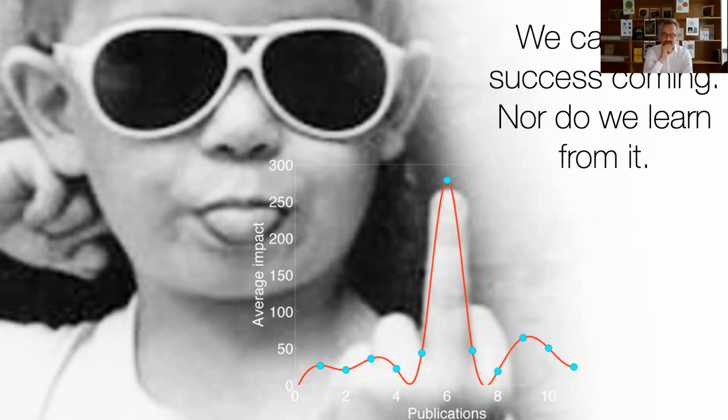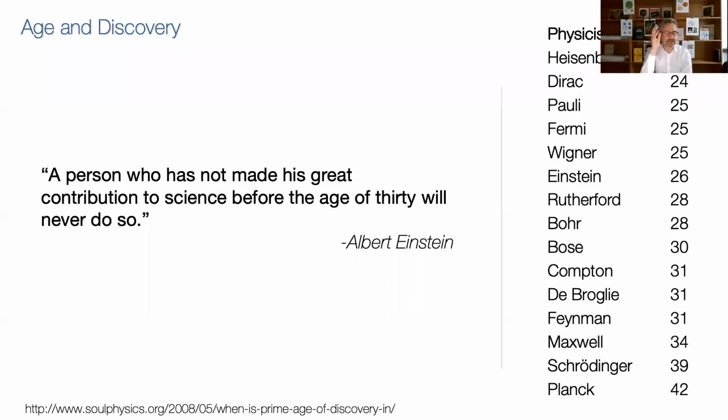At what age does it happen? At what stage of the career? And there are very, very strong feelings about that throughout the ages within the scientific literature. And they were actually kind of formulated by Albert Einstein, who once said, a person who has not made his great contribution to science before the age of 30 will never do so.